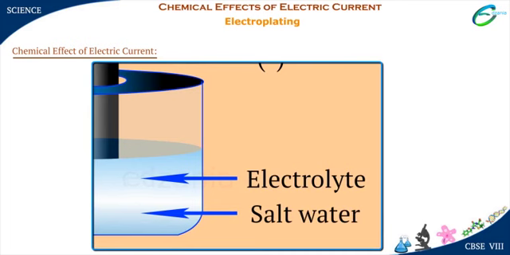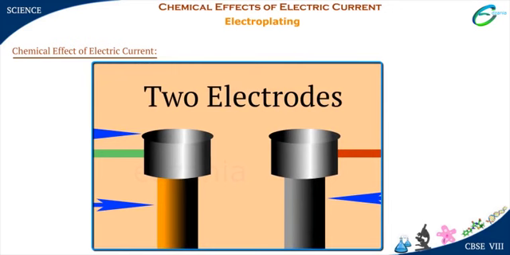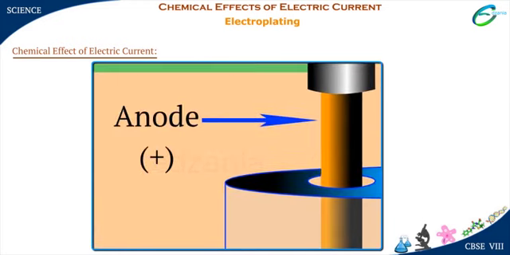So dip the carbon rods in an electrolyte, that is, salt water, and connect the key. The conducting carbon rods connected to the battery and immersed in the electrolyte are called electrodes. The electrode connected to the negative terminal of the battery is called cathode, whereas the electrode connected to the positive terminal of the battery is called anode.